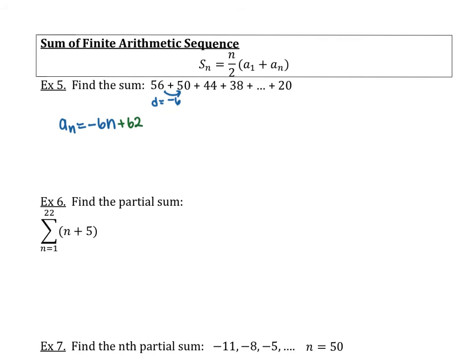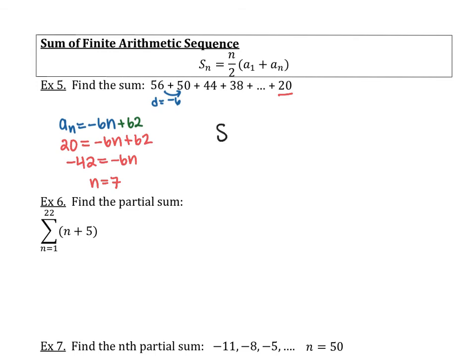Okay, now I'm trying to figure out how many terms there are. So I'm going to look at the last term, and I want to figure out what n equals at that point. To do that, I'm going to plug in 20, and then solve for n to see which term that is. Okay, so 20 is actually the 7th term. So now I can use that formula.